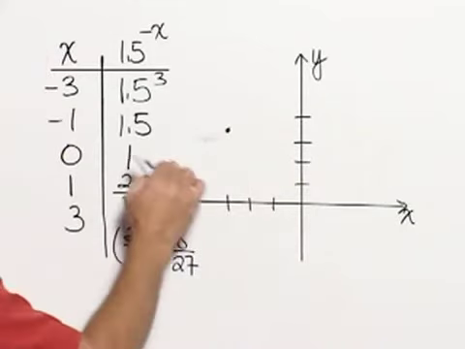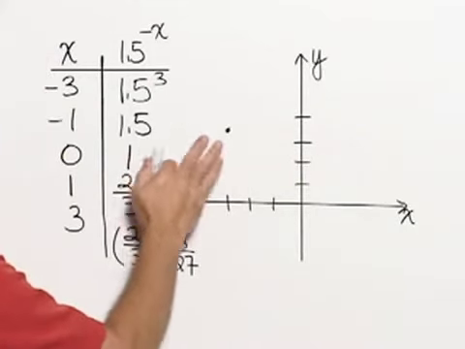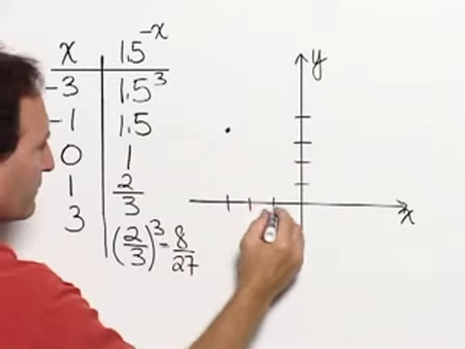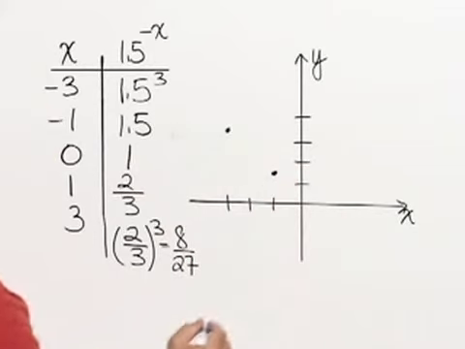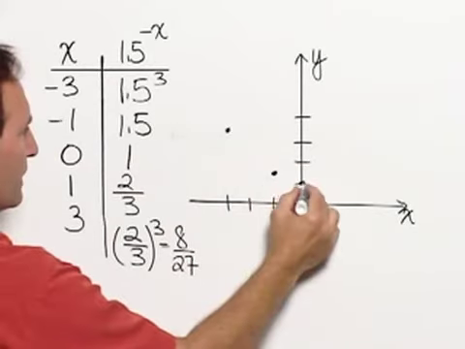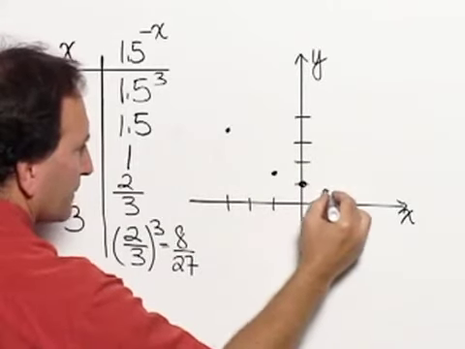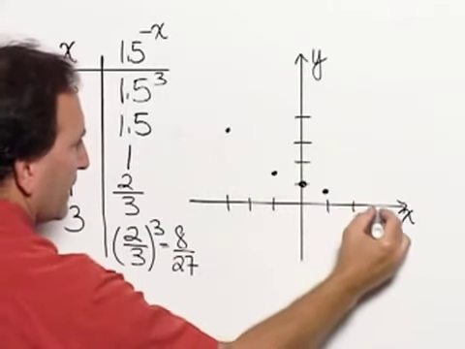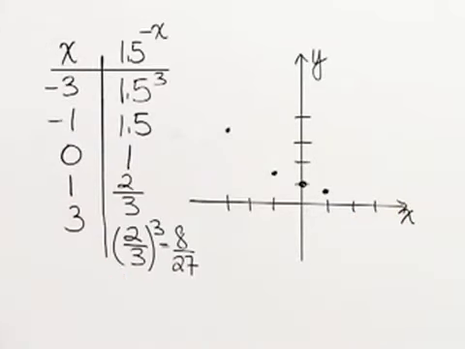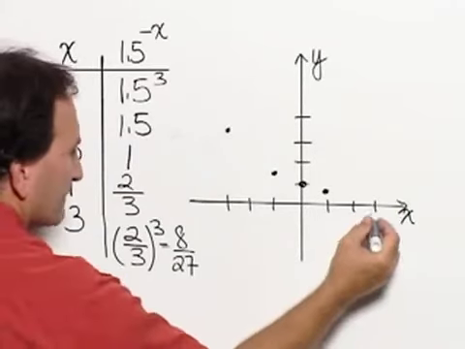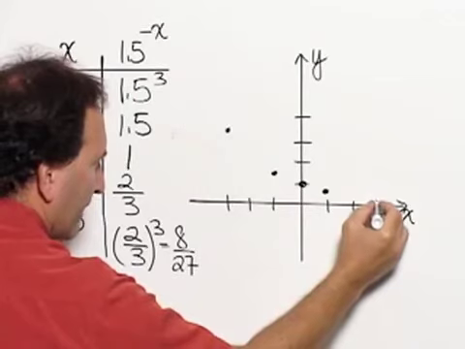We know that at negative 1, we have 1.5. Negative 1, 1.5. At 0, we have 1. At 1, we have 2/3. And at 3, we're all the way down to 8/27, which would be about right there.